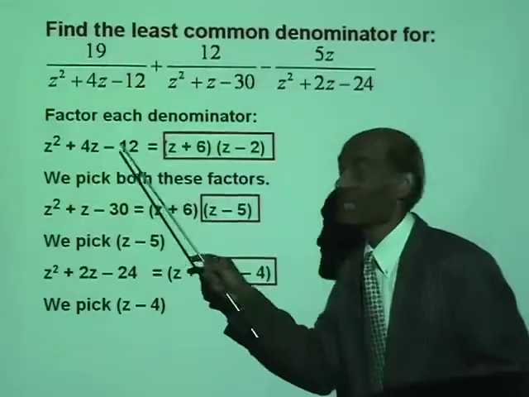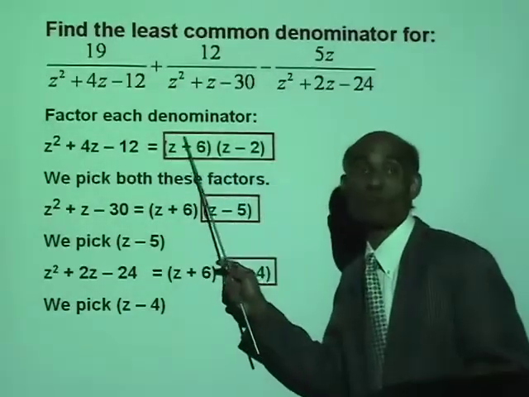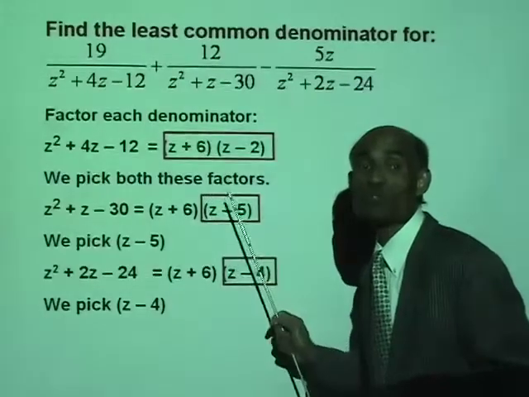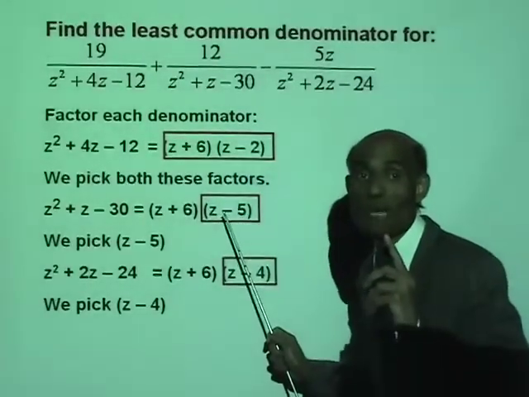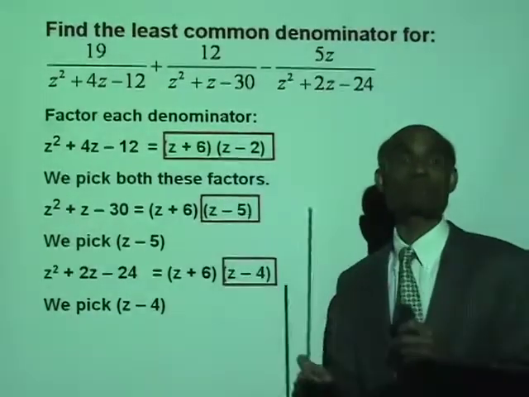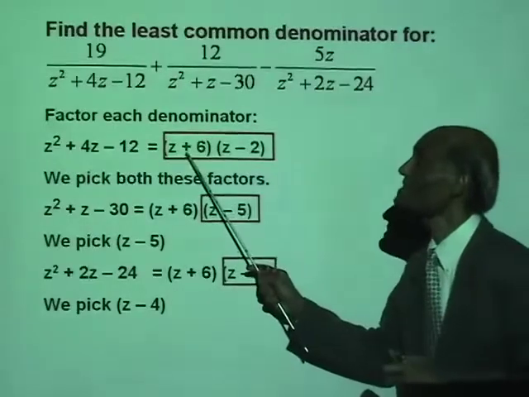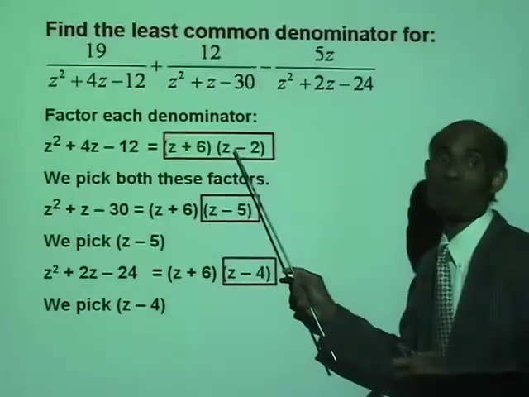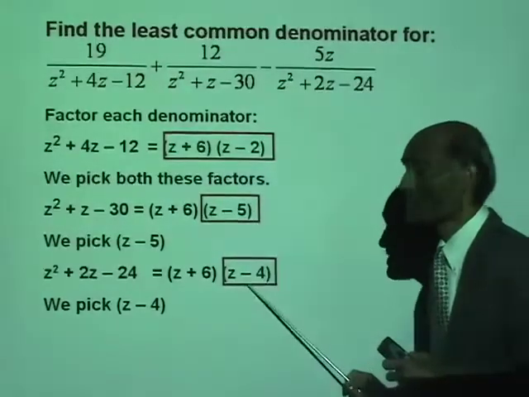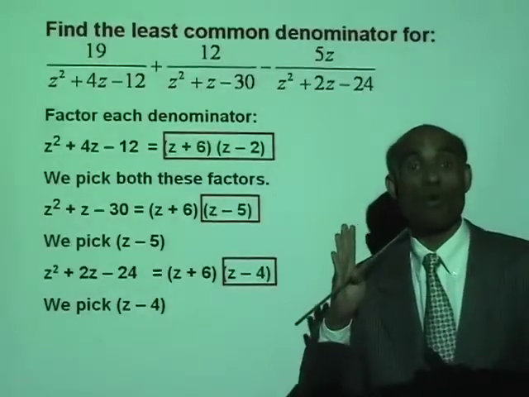So, we started by picking all the factors of the first denominator. Then we picked those factors from the remaining denominators that are not already picked. So what is the LCD? The LCD is z plus 6 times z minus 2 times z minus 5 times z minus 4. The LCD contains 4 factors.